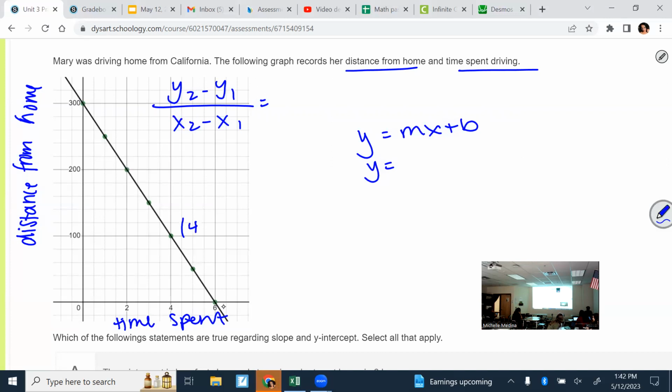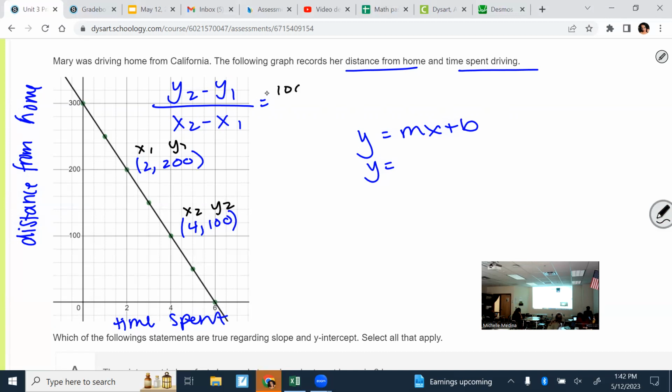4 and 100. What else? 2. Okay. And there's plenty of others you could use, as long as you can clearly see them and they're on the line. So then make one of them x1, y1, the other x2, y2, and then solve for your slope.